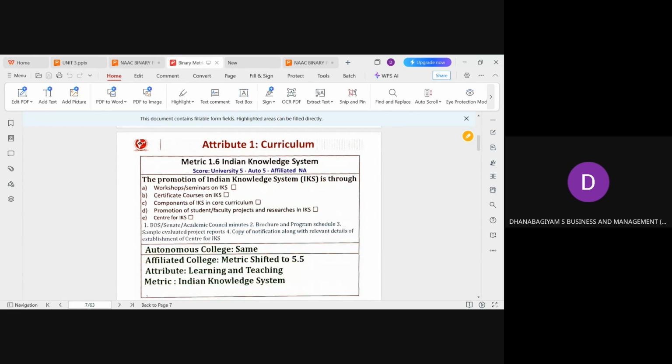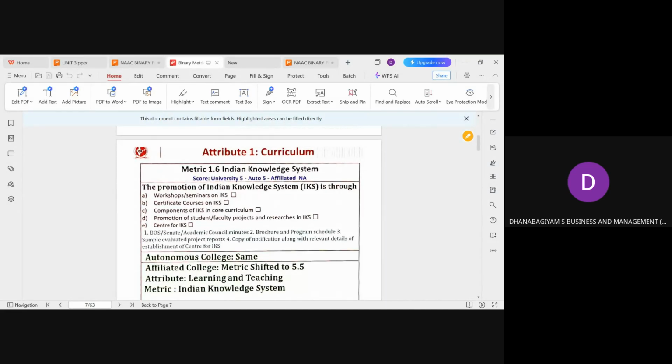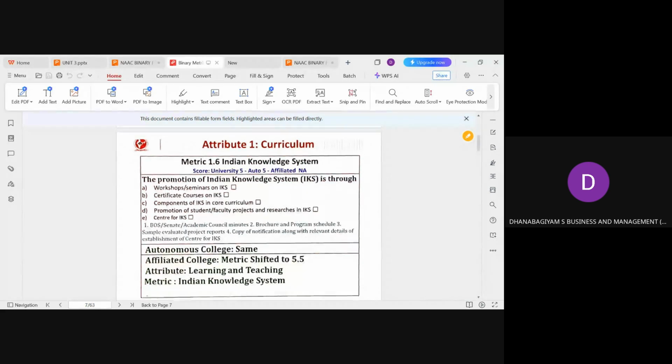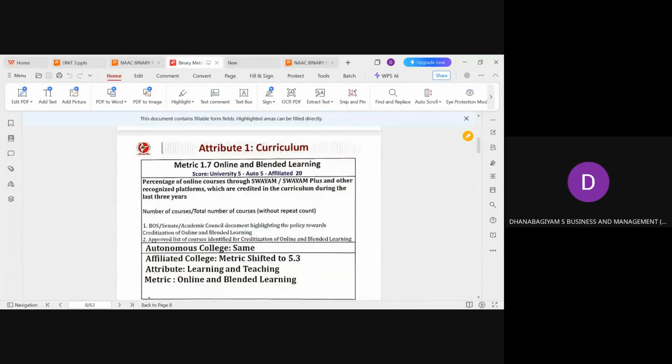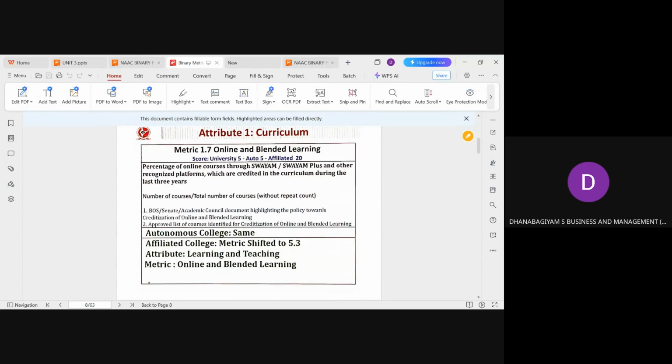Likewise, the promotion of students, faculty projects, research. We can have different new courses which give more and more weightage for our NAAC, as well as impart more knowledge to the students. Likewise, we have to design our syllabus. And 1.7 is related to online and blended learning.